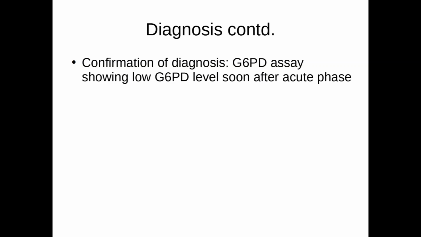For the confirmation of this G6PD deficiency anemia, a good test which can be done is the G6PD assay, wherein you can directly measure the amount of G6PD enzyme that is present. And characteristically, after a trigger factor acts, the level of G6PD will be very low.